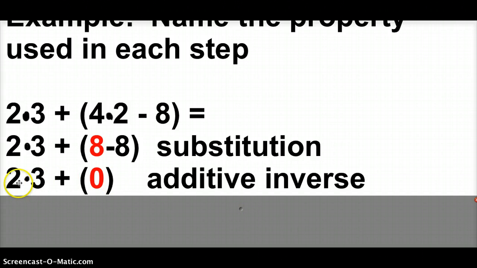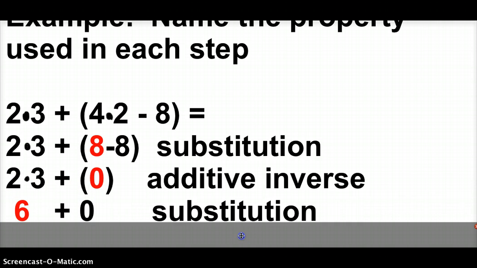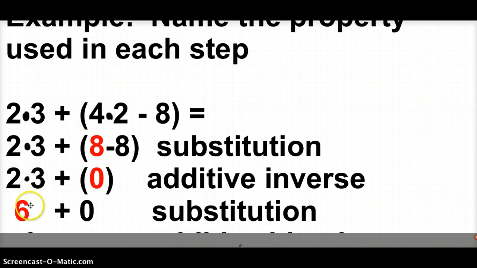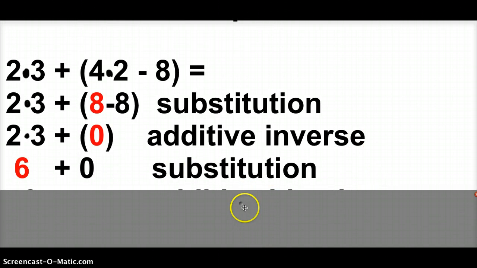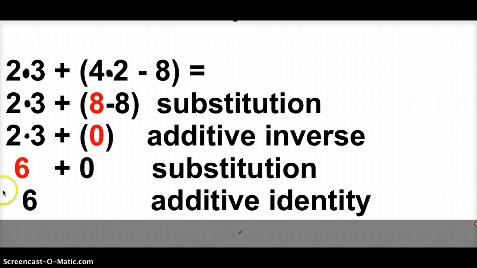And then 2 times 3 plus 0 is going to be, all I did is took the 0 and said 8 minus 8 equals 0. So that's the additive inverse because it made it equal 0. And I just left the 2 times 3 as it was, so I didn't change anything there yet. And now I said 2 times 3 is the same as 6 plus 0, and that's a substitution. 6 is just a substitute for 2 times 3, and then we're almost there. And then 6 plus 0 equals 6, and that's the additive identity. So these here are the properties that we used when we solved this problem.